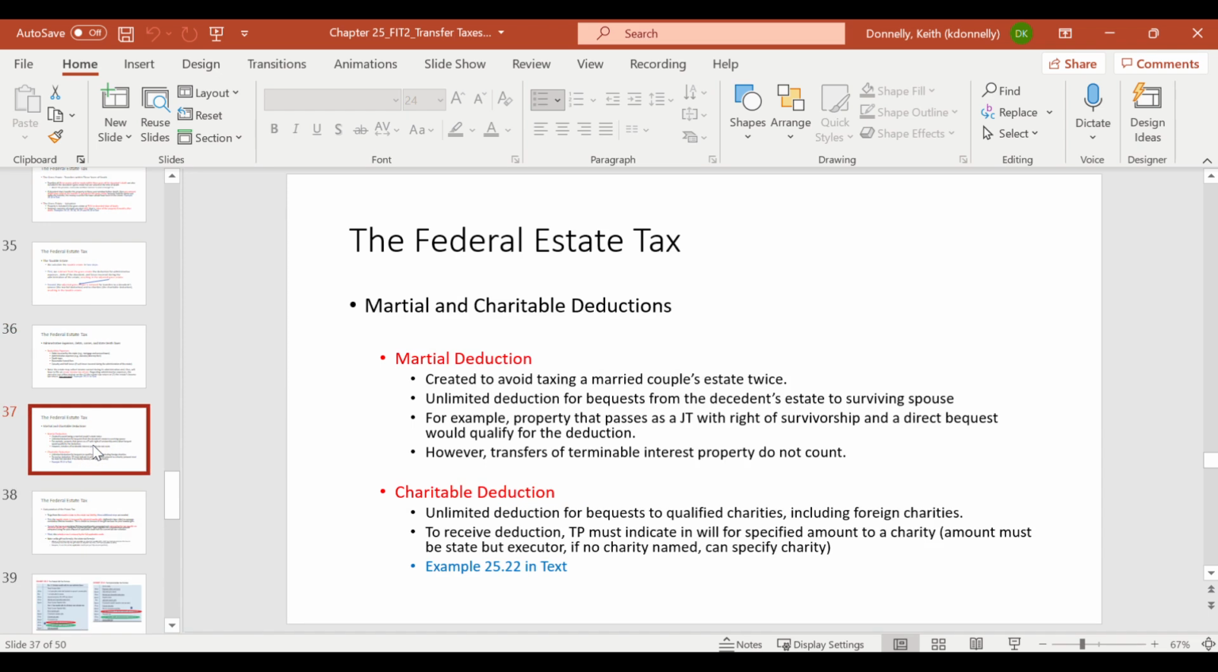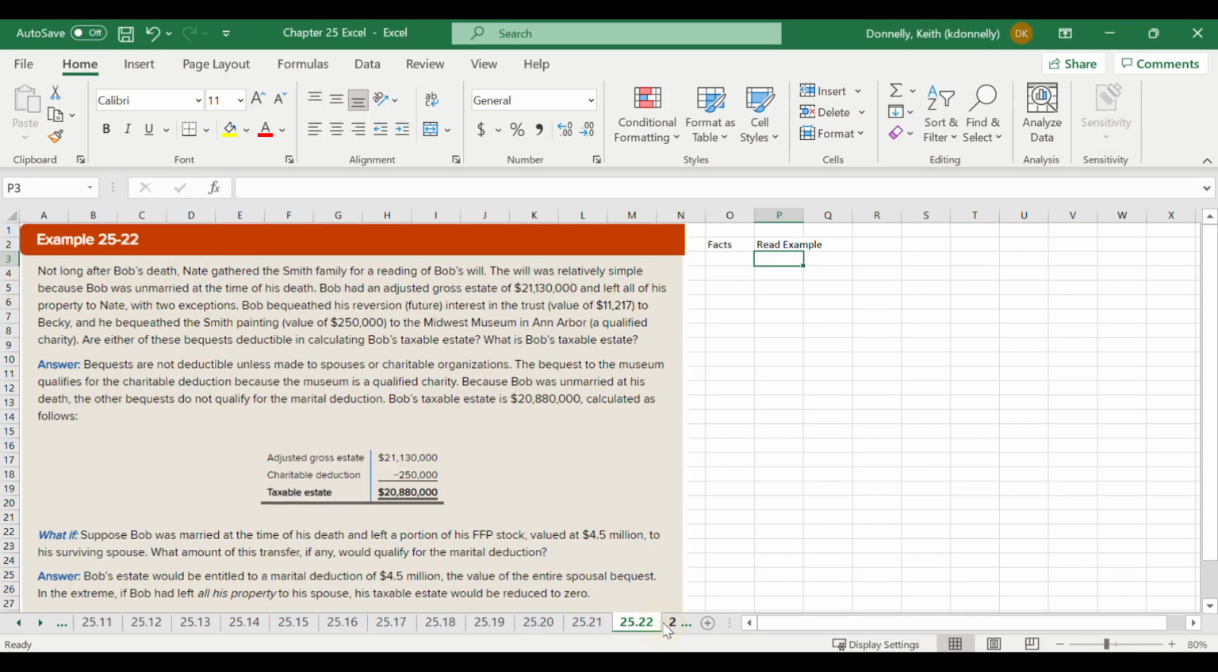The next couple here, marital deduction, charity deduction. We've talked about these before with the gift tax. It's just a repeat of it. The marital deduction is basically unlimited. It's meant to avoid having to pay tax for transfers to your spouse. Same with the charitable deduction. We can look here at 2522 if we want to see a quick example of it. Basically, in this case, it looks like they gave $250,000. We would just back that out.